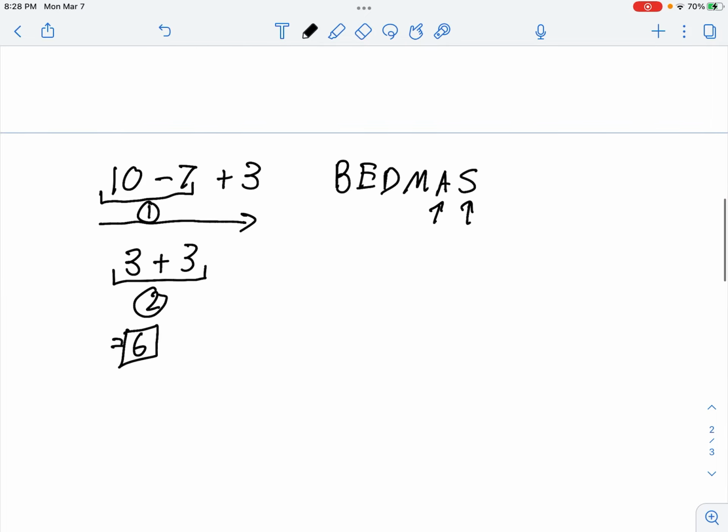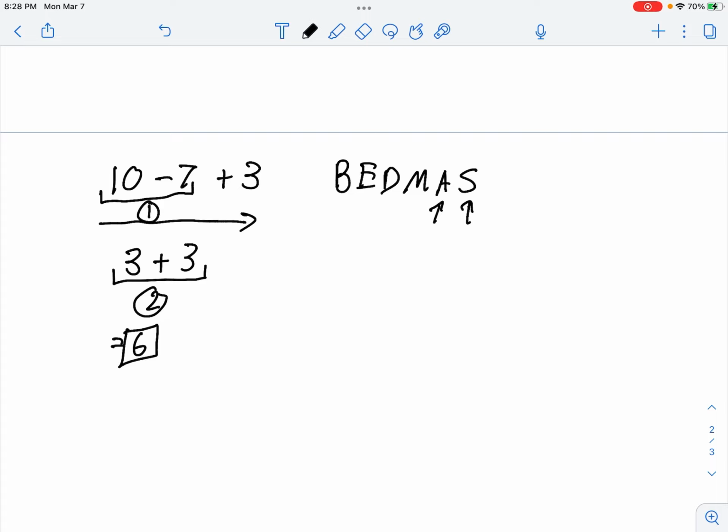So again, when we're doing operations like this, when division and multiplication are appearing at the same time, or if addition and subtraction are appearing at the same time, we're not going to be doing it based on the position of where it is in the acronym. We're just going to be doing it based on which operation shows up first, starting from the left-hand side.